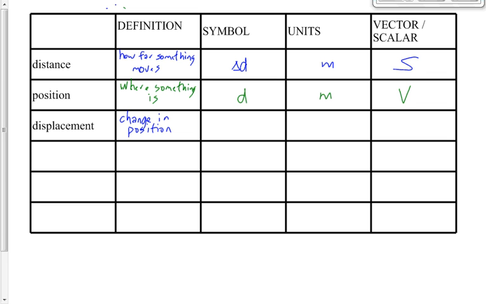Okay. Let's say he starts off 2 kilometers west of Dairy Queen. He goes to 7 kilometers west of Dairy Queen. What's his change in position now? 5 kilometers west. Right? He changed his position by 5 kilometers west. Does that make sense? Displacement is delta D because it's change in position. The units are meters. And because position is a vector, then displacement is a vector as well.